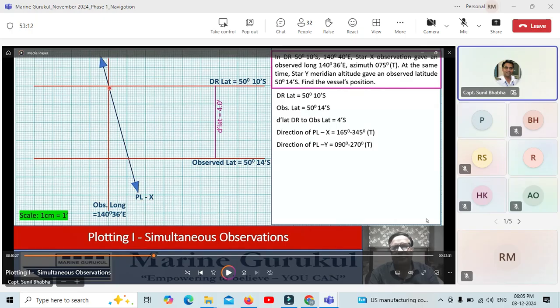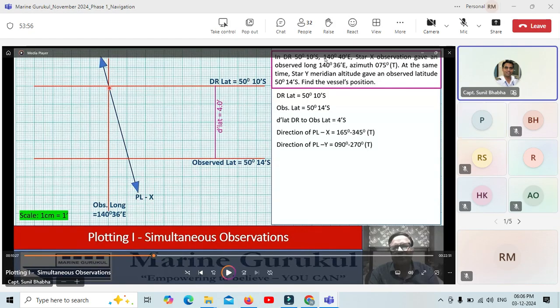Okay, beta. So your doubt is why they have not used the DR longitude. Now, tell me, beta, the longitude by chronometer PL, it passes from a reference point. What is that reference point for long by chron? Long by chron reference point will be DR lat and observed long. Right. So we have shown only the items which are required to plot the PL. We have shown the DR lat also, 50 degree 10 minutes south. And we have plotted the observed longitude also, 140.36 east. And that is exactly from where the long by chron PL is passing.